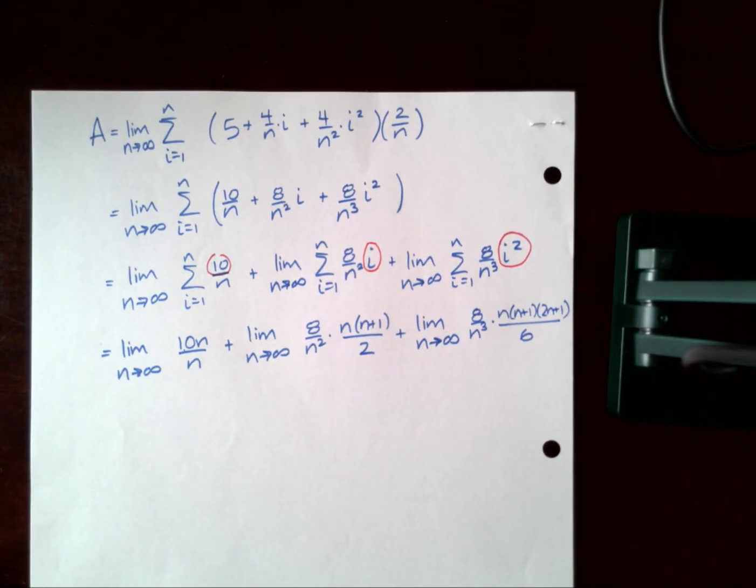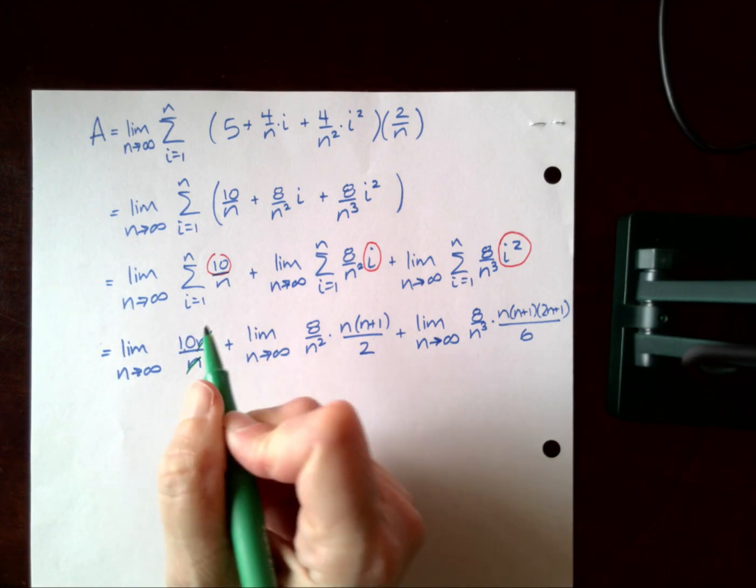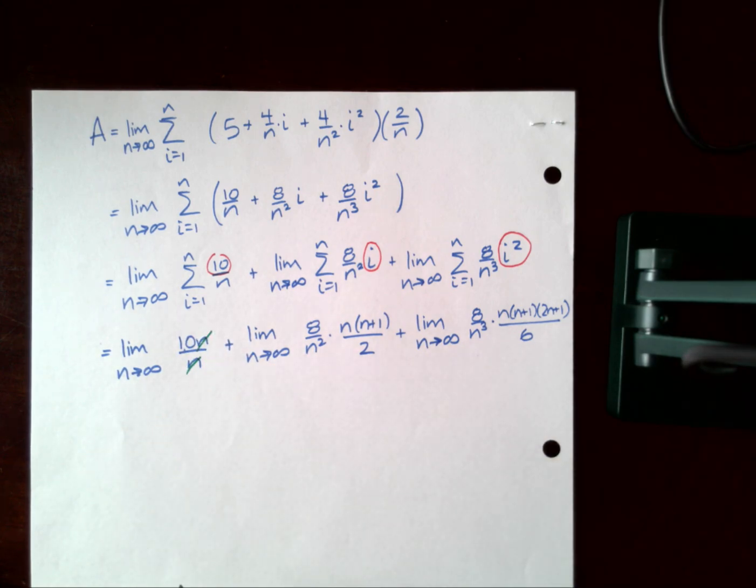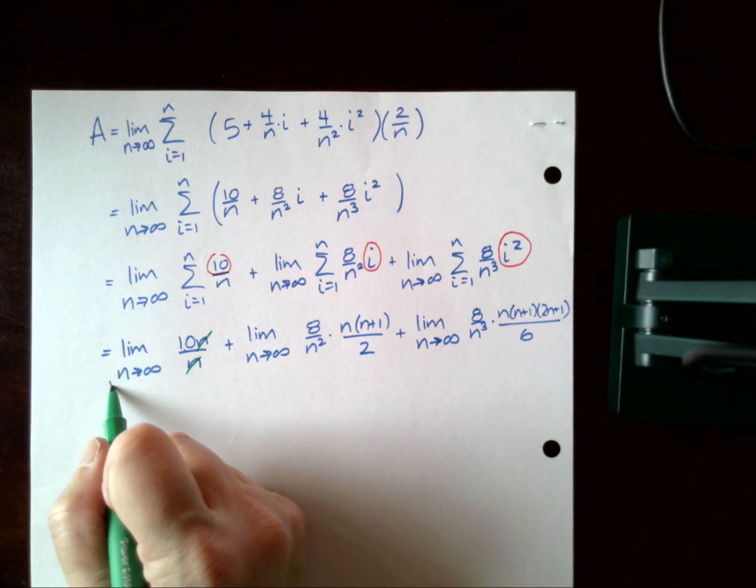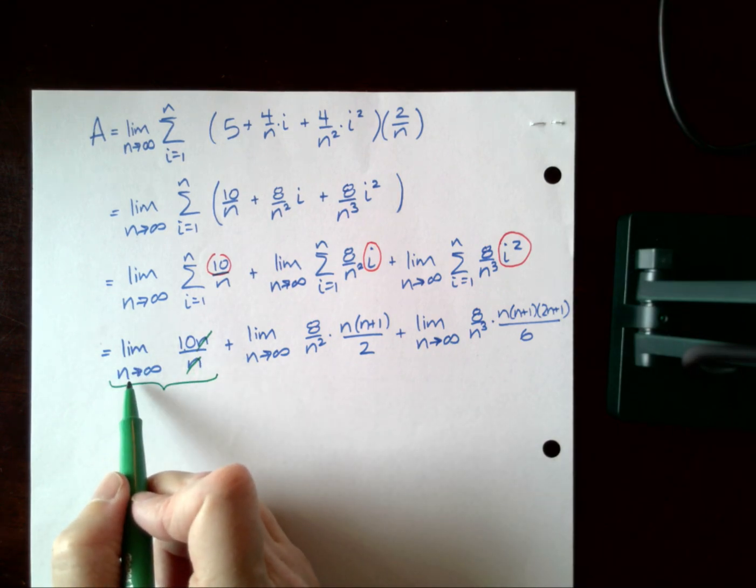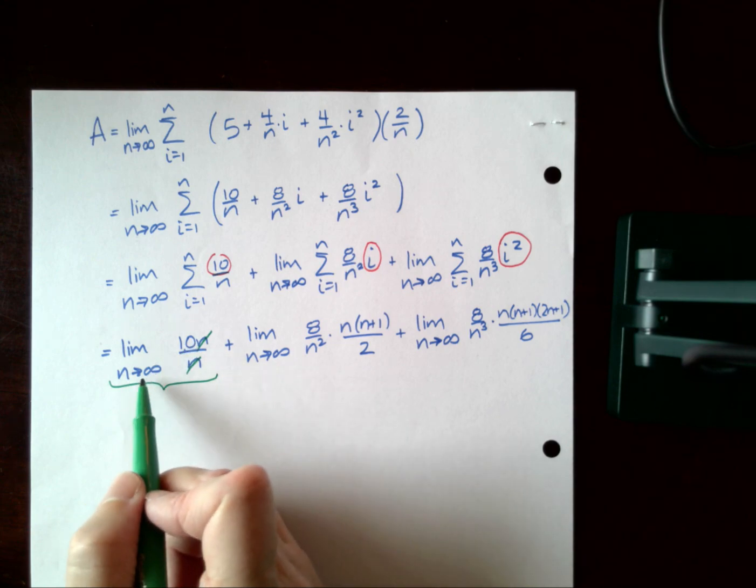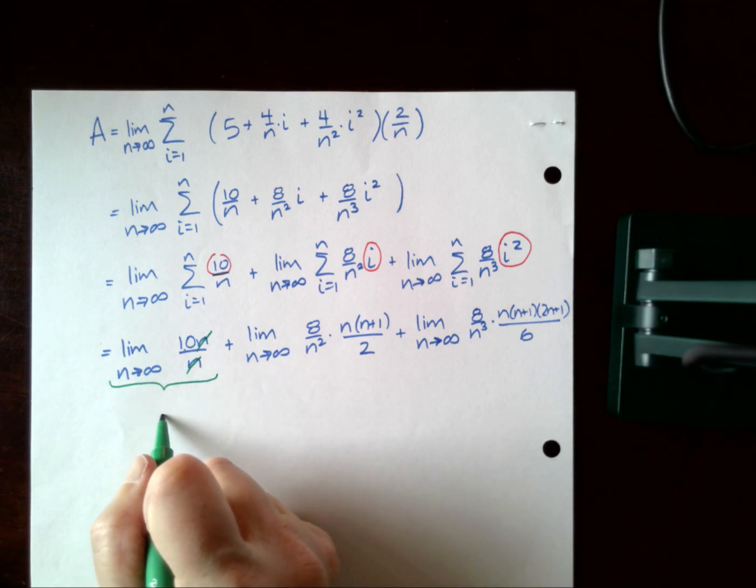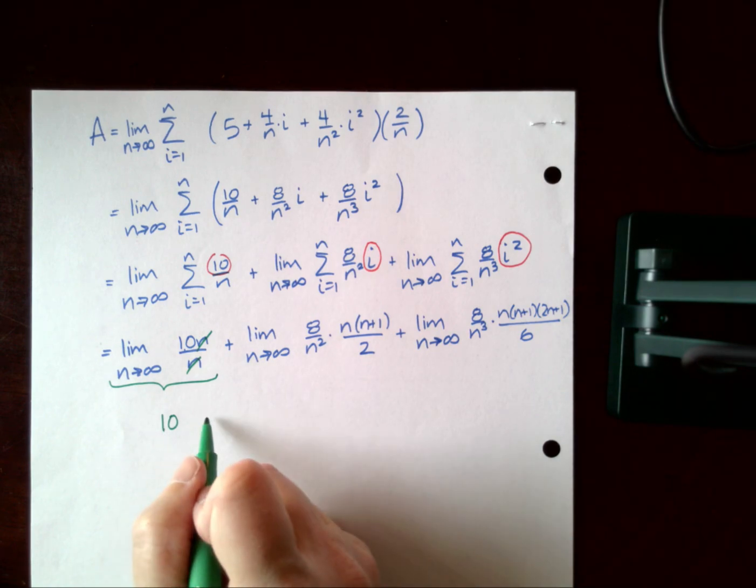Shoo. I promise you we're pretty close to being home with this one. Let's see what some good stuff is that happens. So in this first part, the n cancels. Ta-da! Here's one chunk. Some really nice things happen. So this is the limit of 10 as n heads off to infinity. That's just 10 plus.